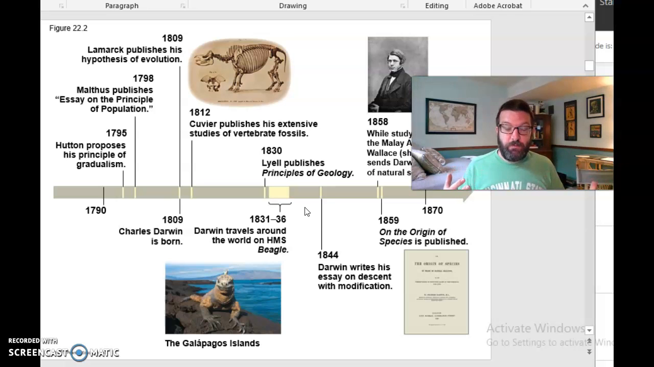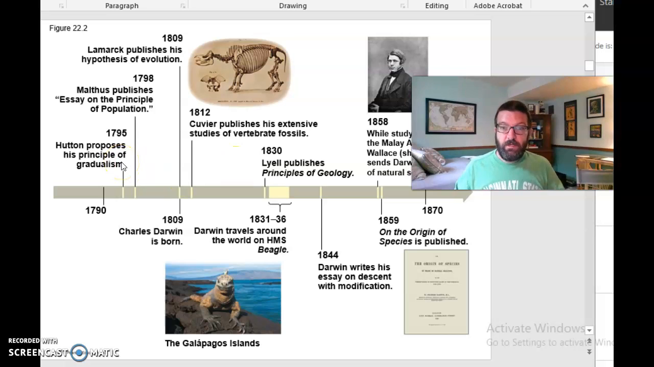Darwin was not even the first person to put forward the idea of evolution. In fact, someone named Lamarck had published a hypothesis of evolution early in the 1800s, far before Darwin. His idea was just wrong, and we'll talk about that in a bit. It wasn't the fact of evolution that was wrong, it was the mechanism that he proposed that was not correct.